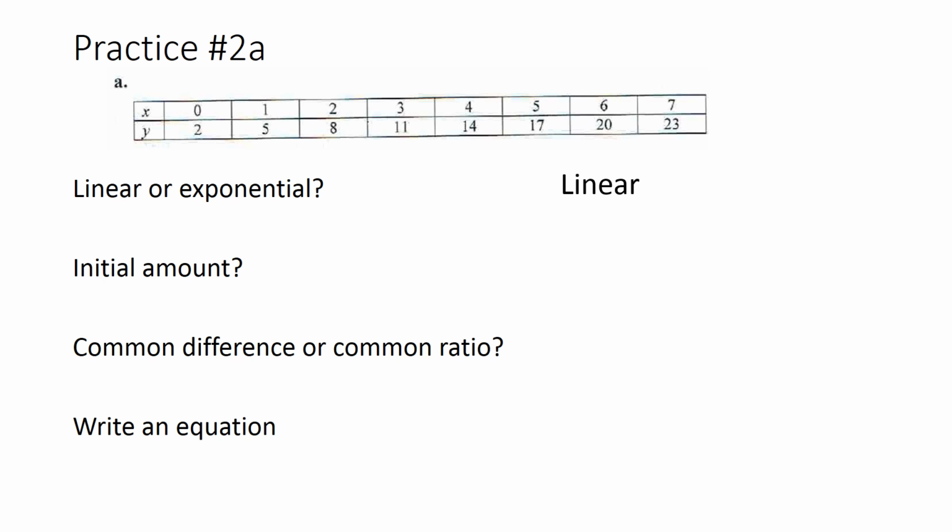My initial amount is when x is 0. So when x is 0, I start off with 2. So my initial amount is 2. And because this is a common difference, and this is a linear equation, my equation of the line is y equals mx plus b. So b is 2, and my slope is 3.